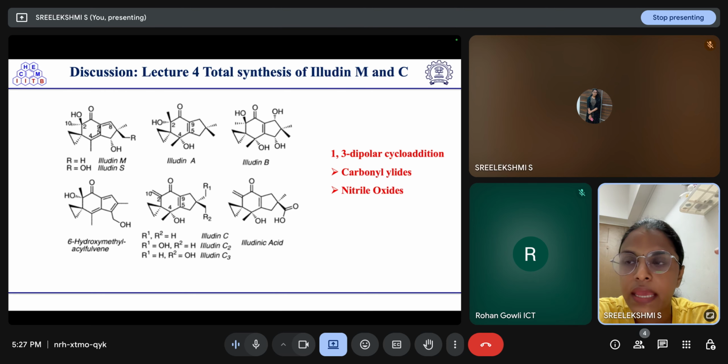Some of the dipoles which we can use in this reaction include allyl anion, nitrile oxides, and carbonyl ylides. These are examples of the dipoles which we can use in the 1,3-dipolar cycloaddition.